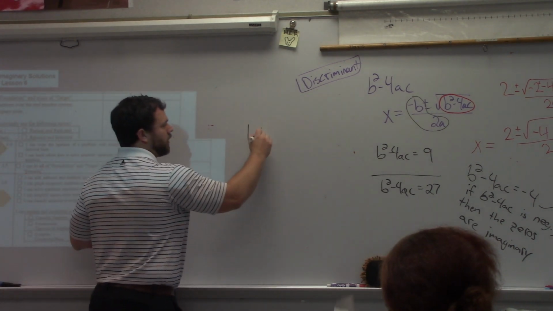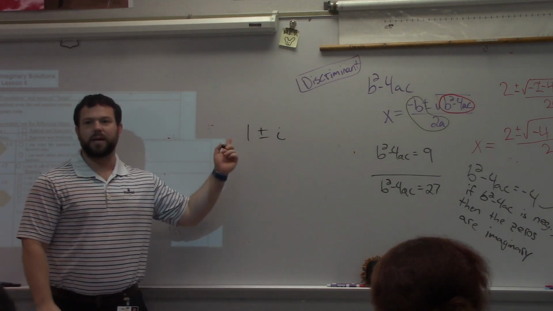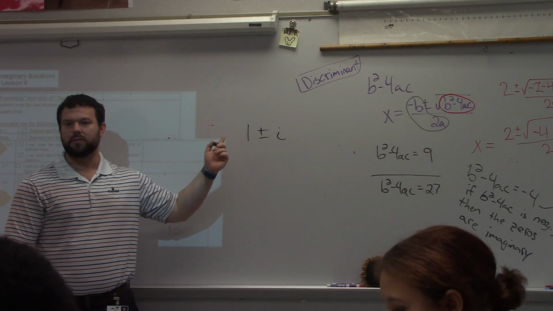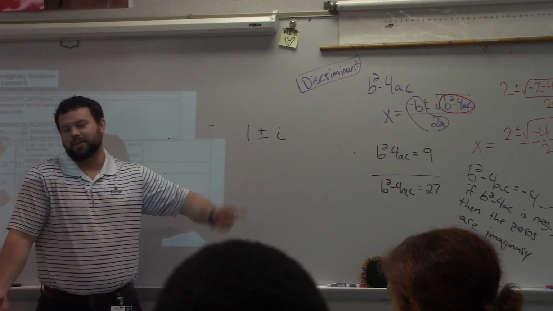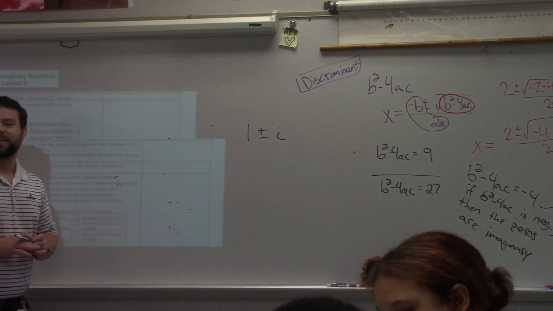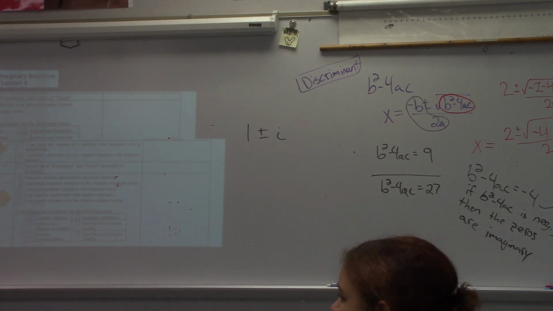I just want you all to think about this logically. Anybody know what the real part of this imaginary or complex number would be? The one? What's going to be the imaginary part? The I, okay. So just want to establish that. 1 is the real part, I is the imaginary part. We're going to talk about those terms later.